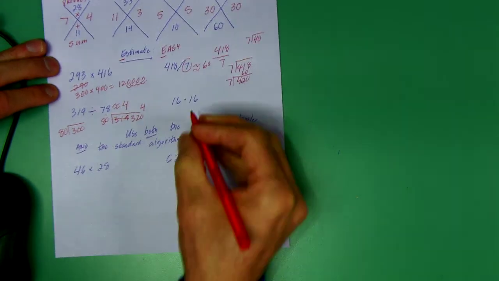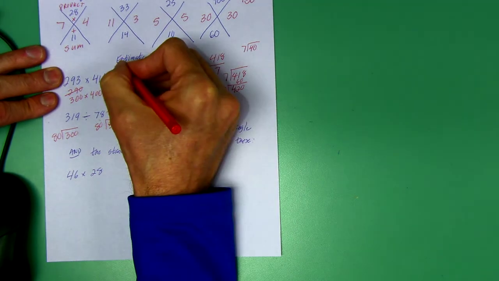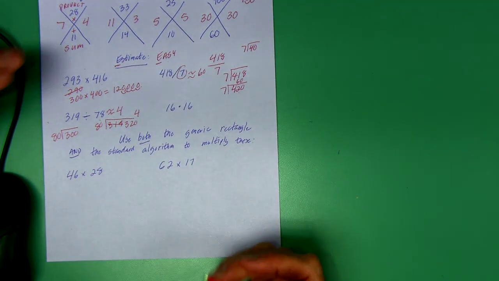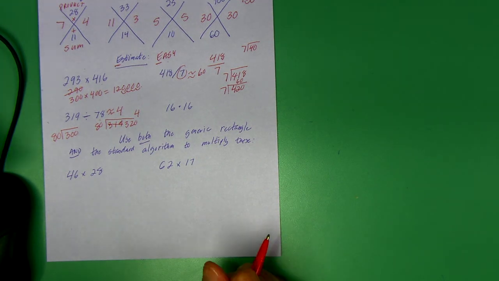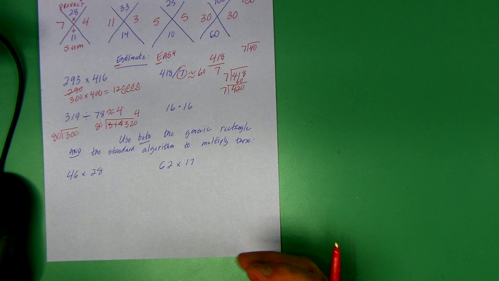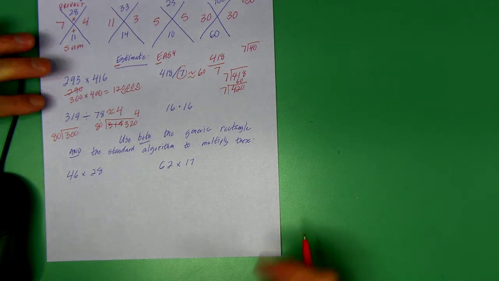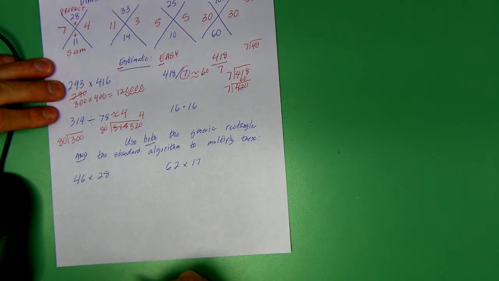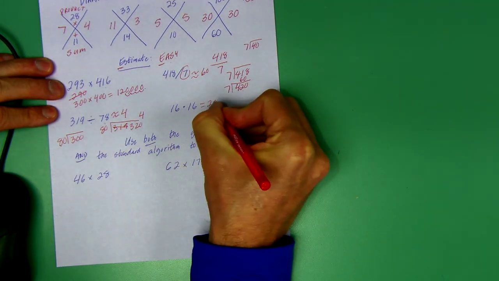Okay, next one, 16 times 16. This is going to blow your mind. I said estimate, okay, but why do we estimate? We want to make the problem easy because time is more important. Now, we want to get close, but we don't have to get the exact answer. We just want to get close and save time. You have that memorized. So your estimate for that is actually 256.